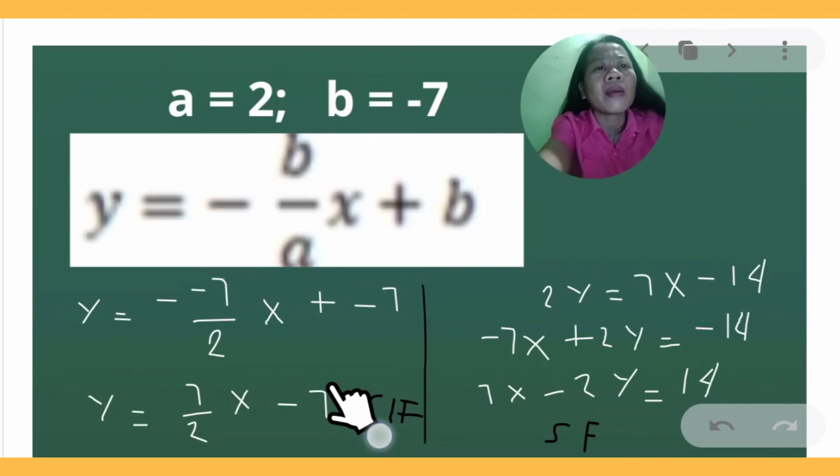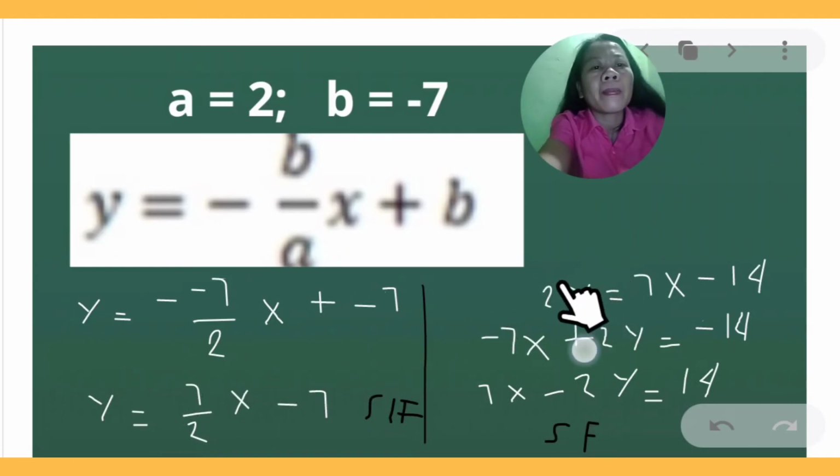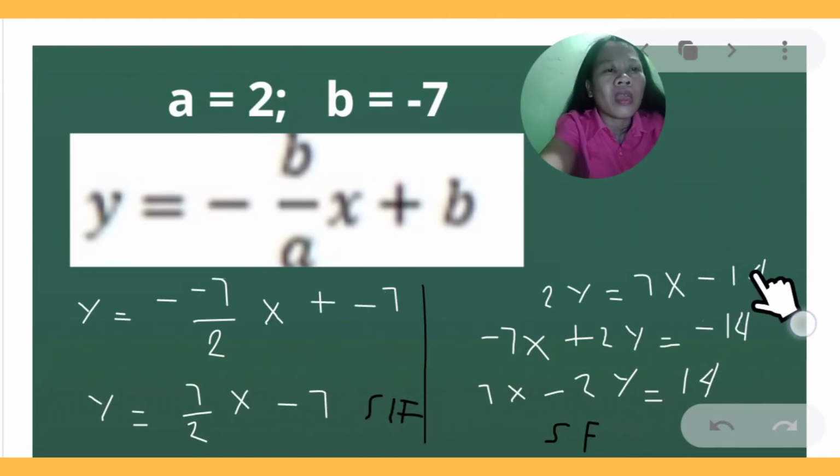Now, to have the standard form, we're going to multiply first all the terms in the equation by +2 since we have the fractional coefficient here. We are going to eliminate the denominator of 2. So we are going to multiply all by +2. So 2 times y, that is 2y. 2 times 7 over 2x, that is 7x. And then 2 times -7, that is -14.